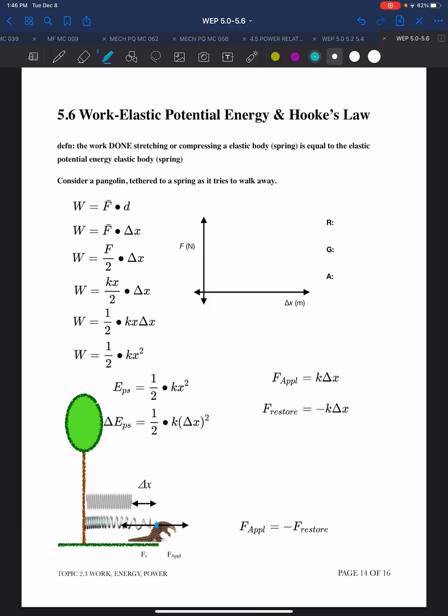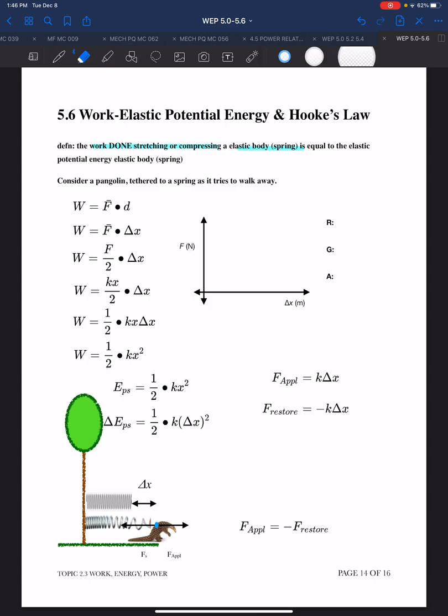In this installment, we are going to look at the work elastic potential energy corollary and Hooke's law. So let's define this relationship here. The work elastic potential energy corollary is the work done stretching or compressing an elastic body. So some subject is doing the work. The elastic body, the object, is going to require elastic potential energy equal to that work.